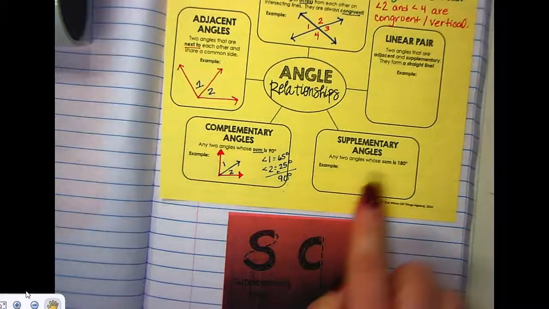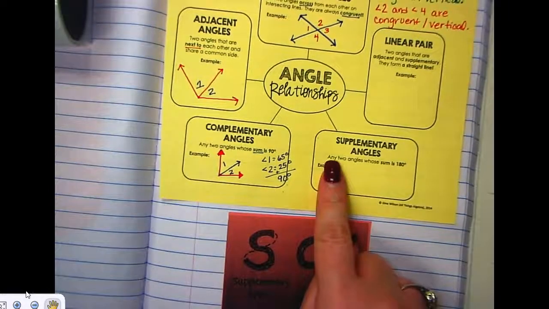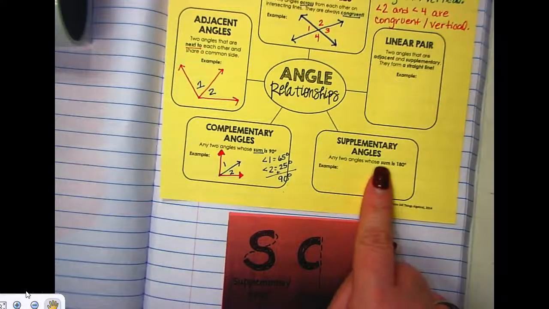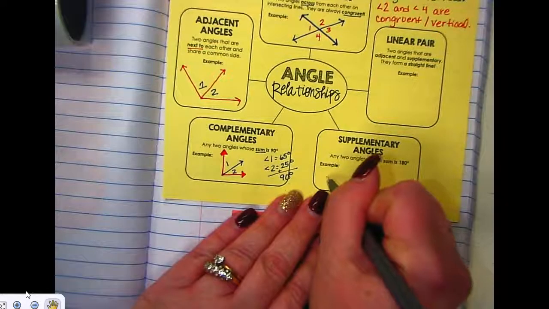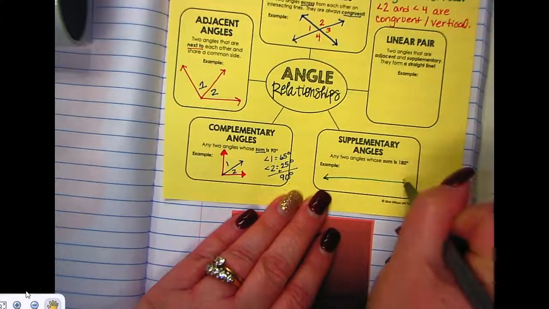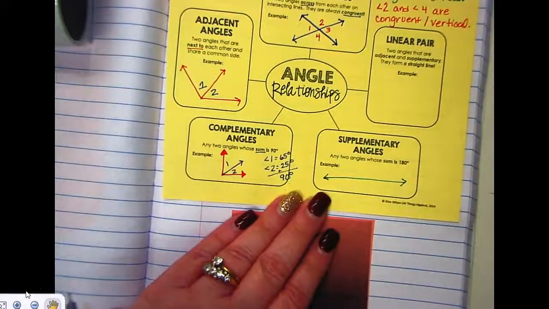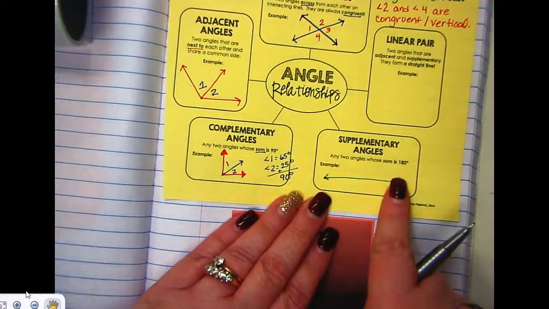All right, let's go over here. Supplementary angles. Supplementary angles are any two angles whose sum is 180 degrees. 180 degrees, if you remember, is a straight line. That means if I measure the angle from here to here, it's half of a circle.